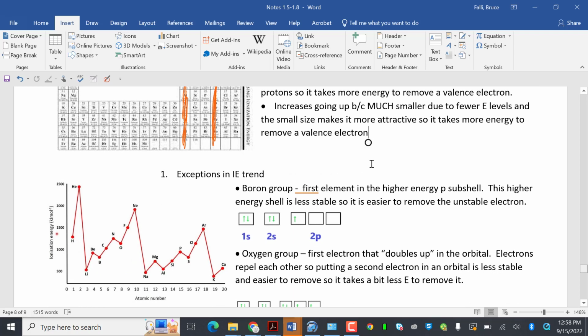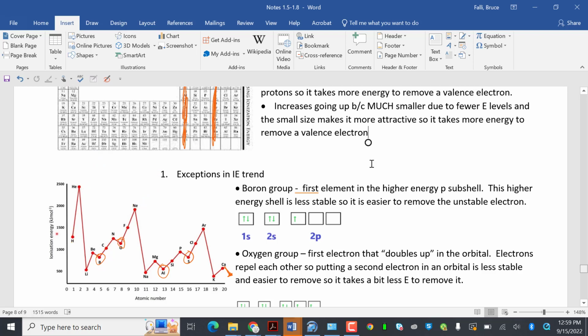Okay? So as I go through this, notice how boron is lower, oxygen lower, right below boron, aluminum lower, sulfur lower. Okay? So then we have potassium, calcium. We know that below aluminum is gallium, gallium lower. Okay? So we have to explain these exceptions. In general, it's low, high, low, high, low, high. But we want to explain these little hiccups.